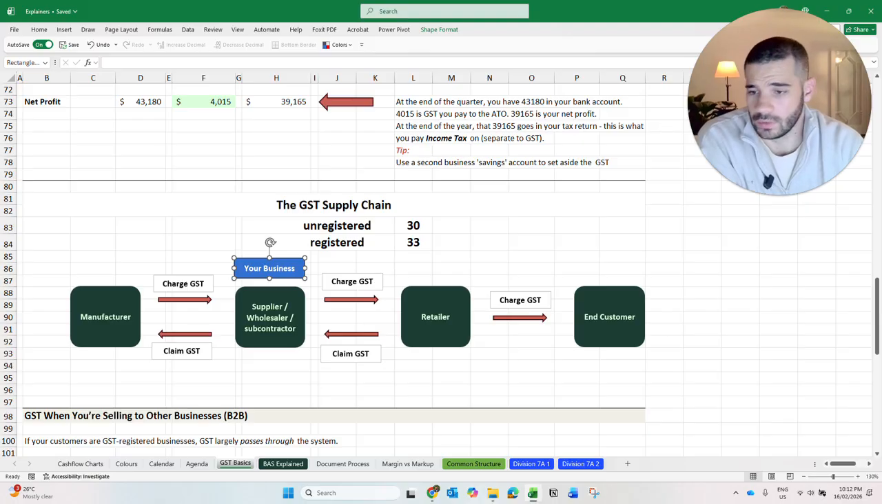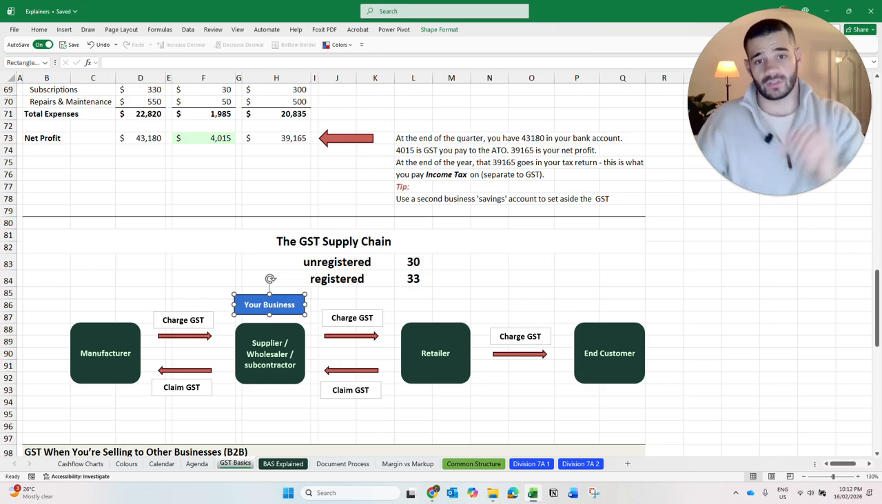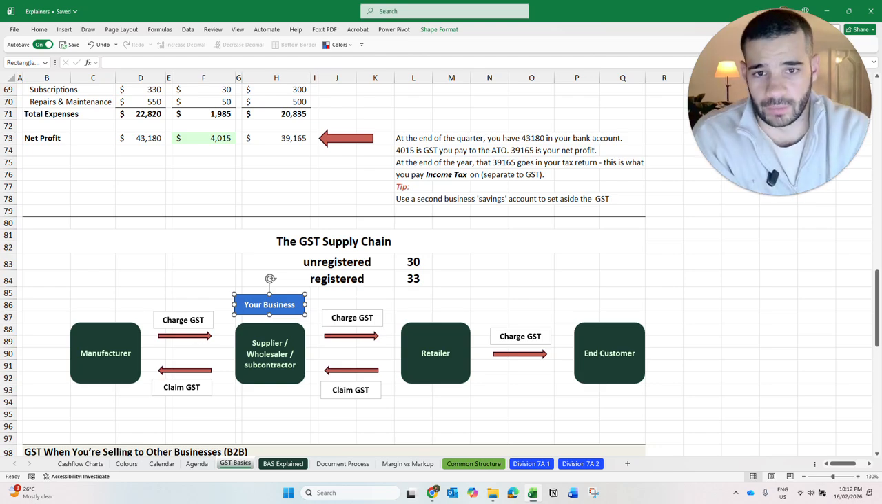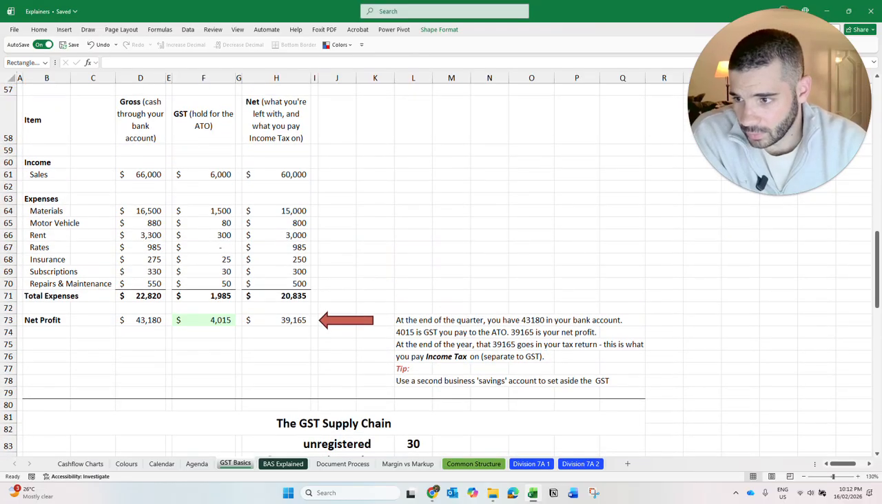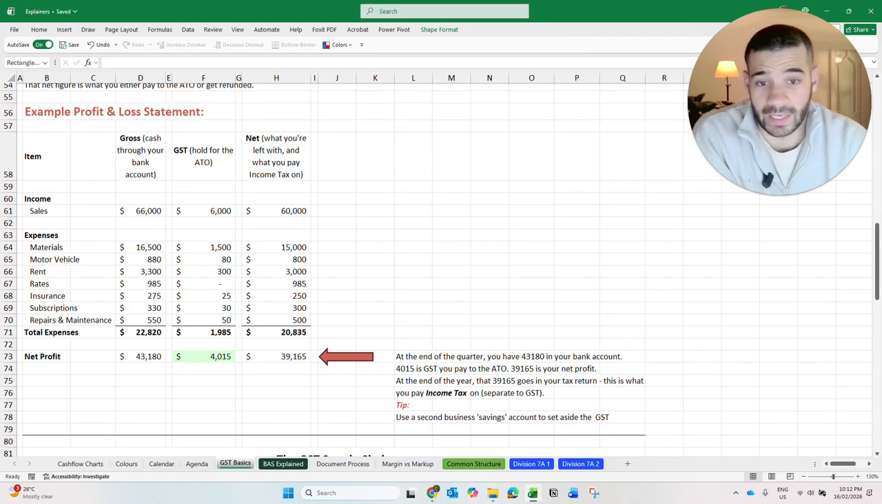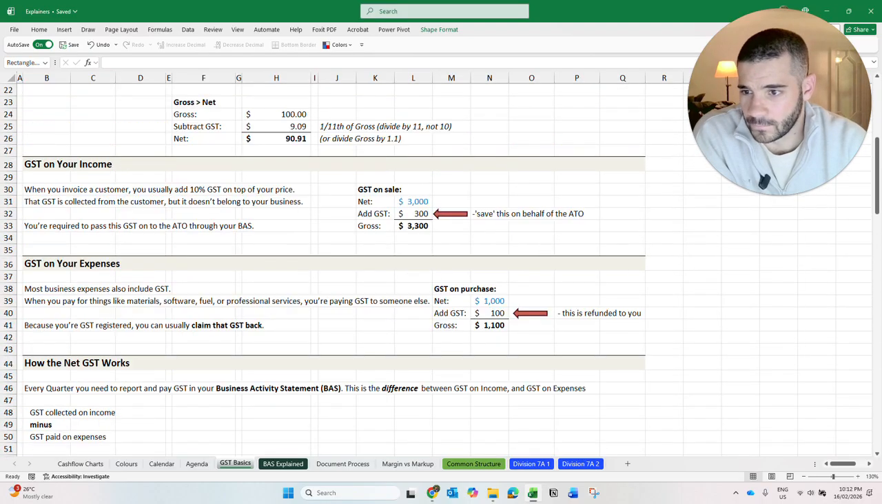Hopefully that makes sense. I'm going to film another video going over the BAS because the GST is only one part of the BAS. The BAS also has a few other components that make up the total BAS. So hopefully that makes sense and you understand what you're paying every quarter or every month. Remember that GST is a separate tax to income tax.